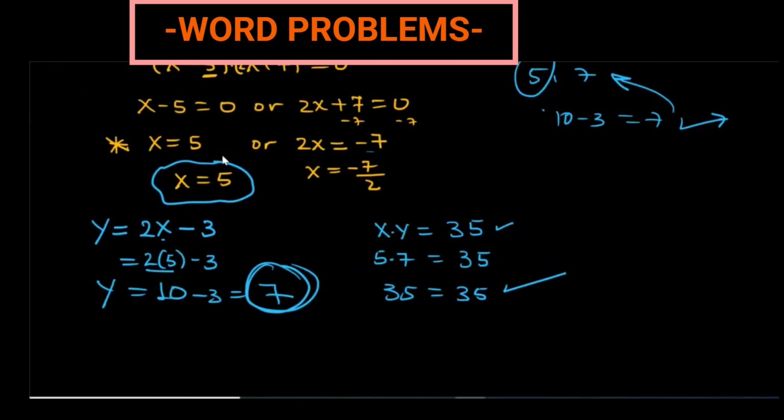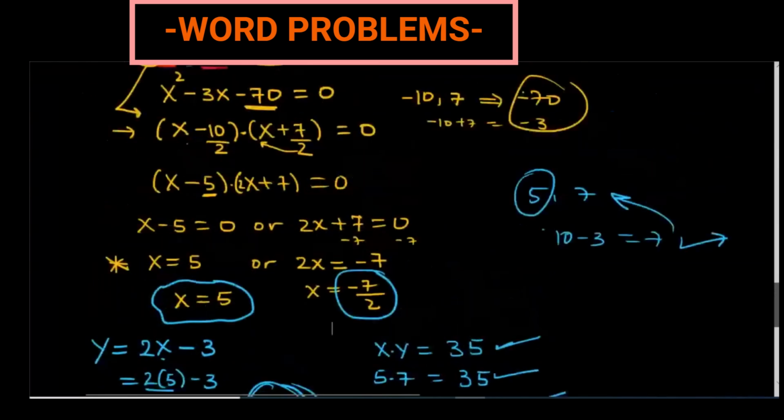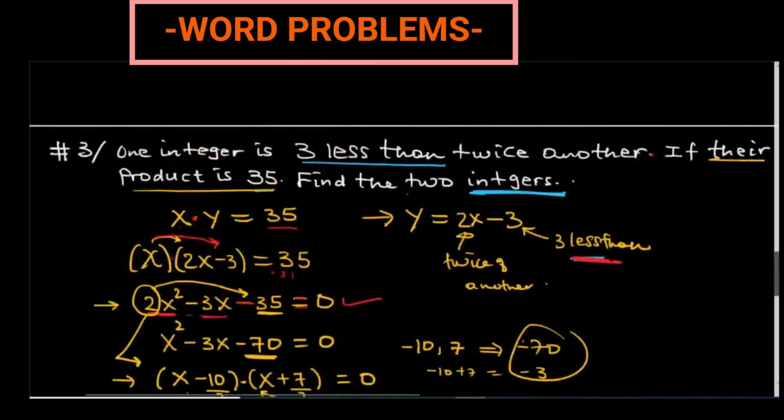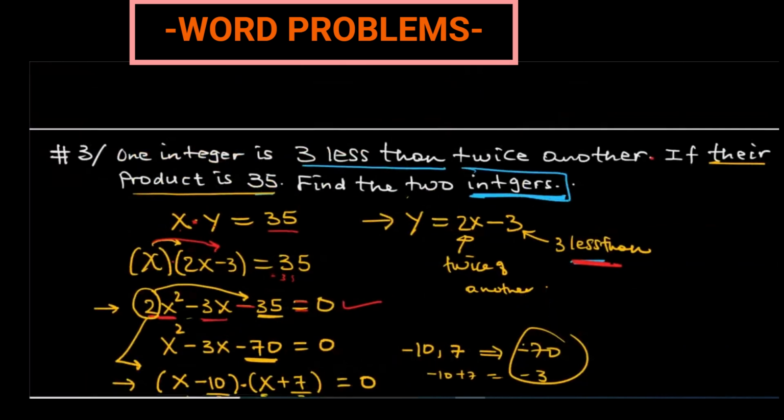So 5 and 7, if I multiply them, what will happen? 5 times 7 is going to be 35. 35 is equal to 35. So 5 and 7 work. What about the next one? The next one is negative 7 over 2. Can I check that? No, because it is asking me again, like the previous problem, for an integer. So I don't have to worry about it.